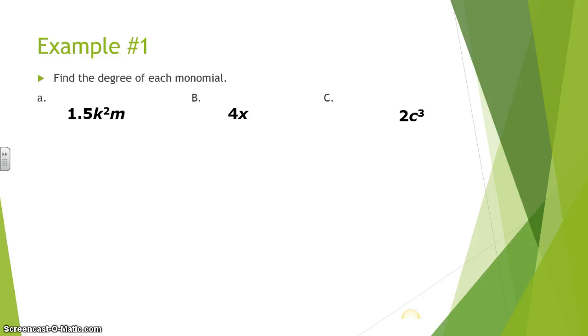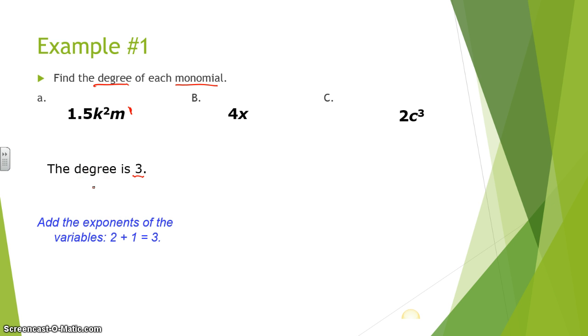Let's do some examples here, and they want us to find the degree of each monomial. So looking at A, we have 1.5k squared m. So what you're going to do first is look and see how many degrees there are. Well, there's a degree of 2 for the k, and m has nothing, so we'll just say 1. So what we do is we add those 2 exponents together, and the total degree of this is going to be 3, because 2 plus 1 is 3. And as it mentioned, we do add those exponents to get the value 3.